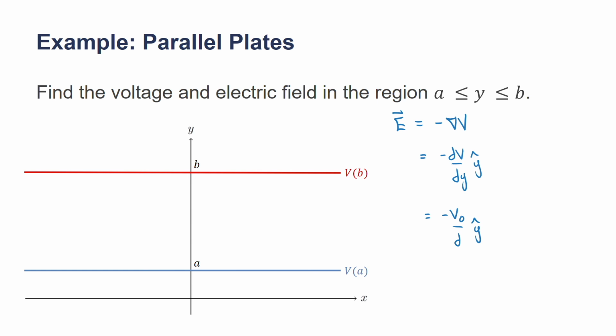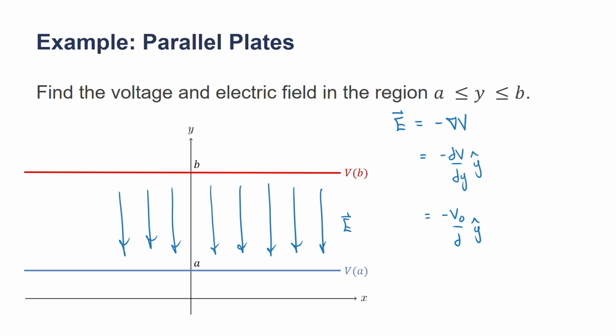So our electric field is constant between the two plates and it points in the negative Y direction, or downward. So we can draw our electric field as pointing downward like this in between the two plates. And again, it is uniform and does not vary with position. And we have seen this result before when we considered two parallel charged plates next to each other.